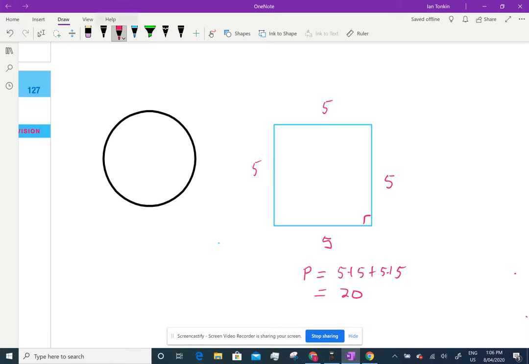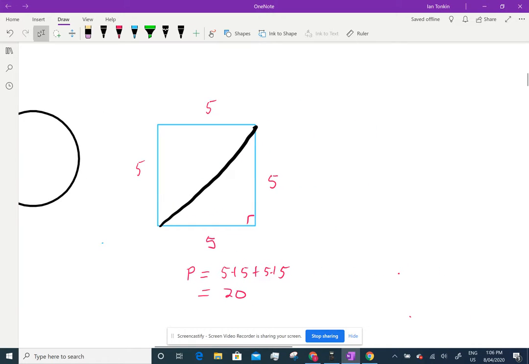But what if I wanted to find the distance of that? Well, luckily we've done Pythagoras, and we'll call that x, and x squared equals 5 squared plus 5 squared, which equals 50. That's what x squared equals. So x equals the square root of 50.